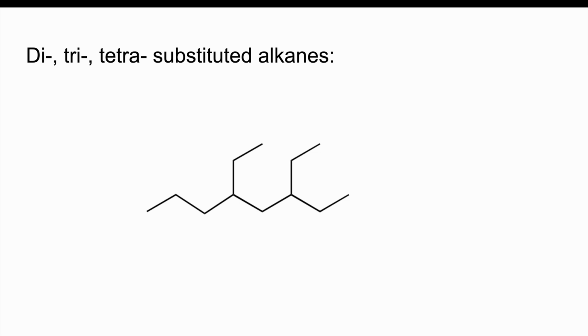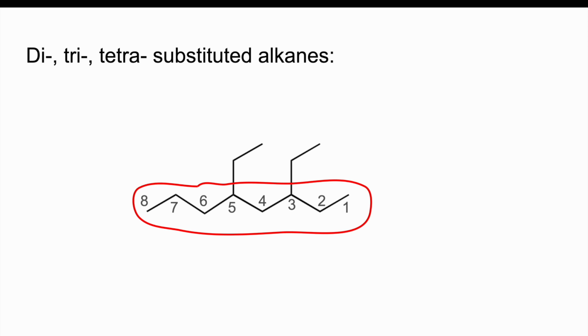Finally, we're going to look at an example of a compound containing multiples of the same substituent. Again, we identify our longest continuous carbon chain. In this case, it will be 8 carbons long, so our core name will be octane. Now number our core alkane so that the substituents are in their lowest possible positions. For this one, we're going to label from right to left. We now see that we have 2 ethyl groups in position 3 and 5.